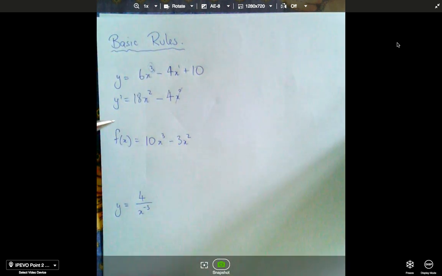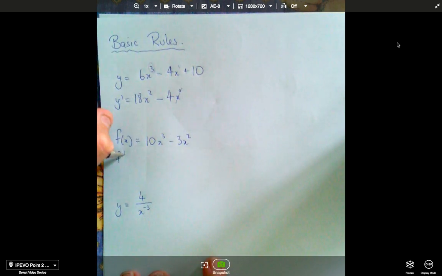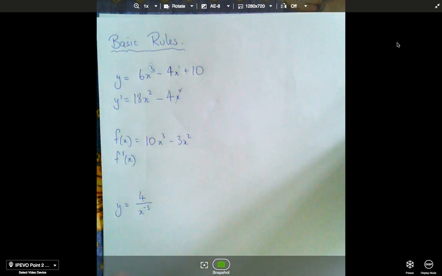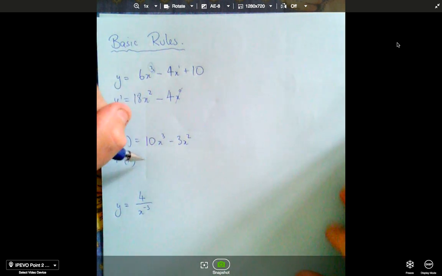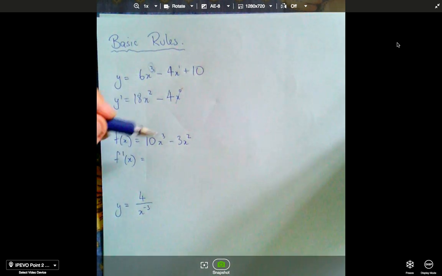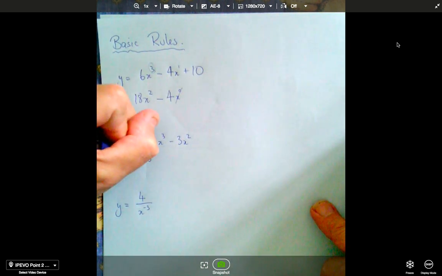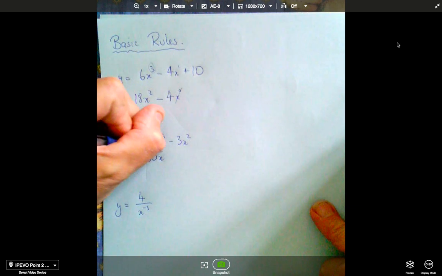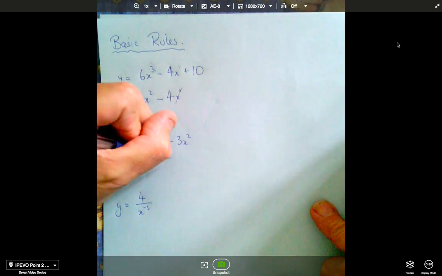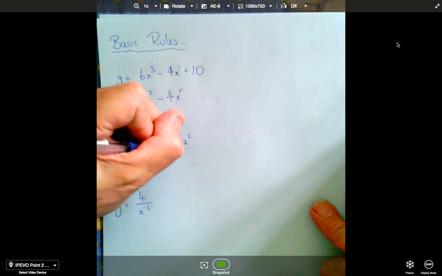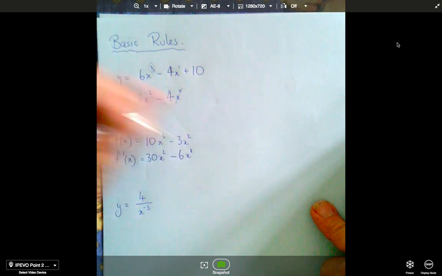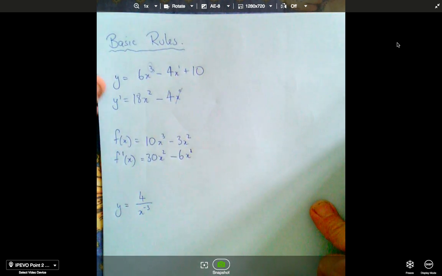If we have this, and the notation might change, this is f prime or f dash. Exactly the same thing. y dash, f dash, y prime, f prime all mean exactly the same thing. What is it in this case? There's a power of 3 or cubed. 3 times 10 is 30. x, 1 less than 3 is 2. Minus 2 times 3 is 6, x to the power of 1. Okay.